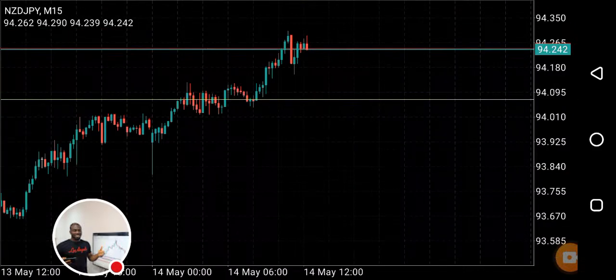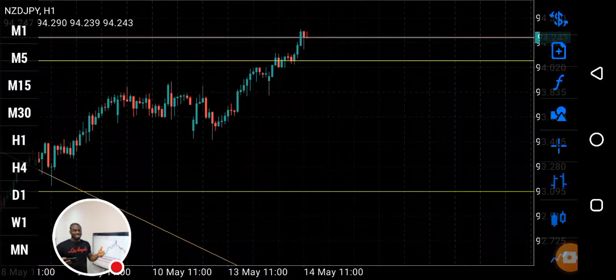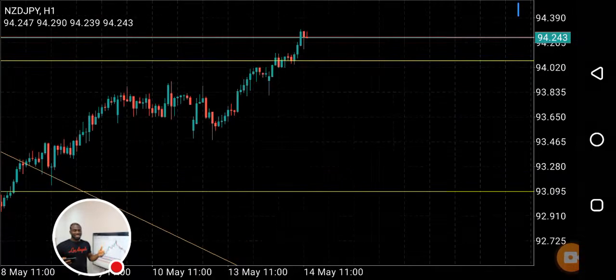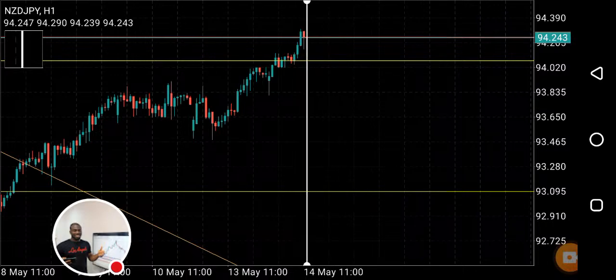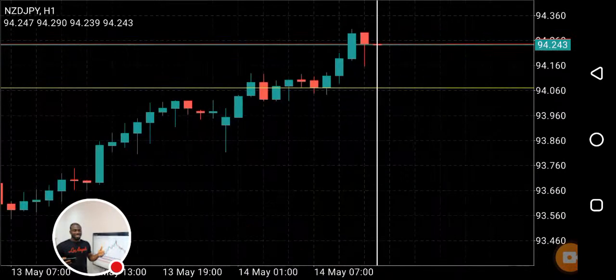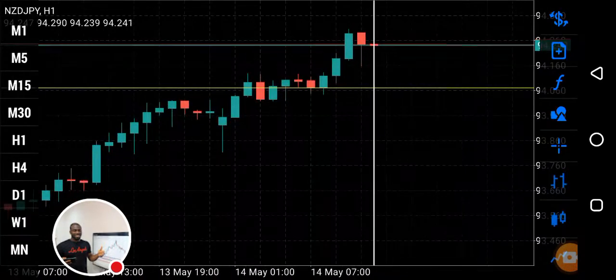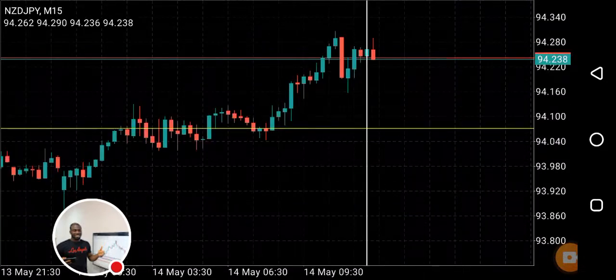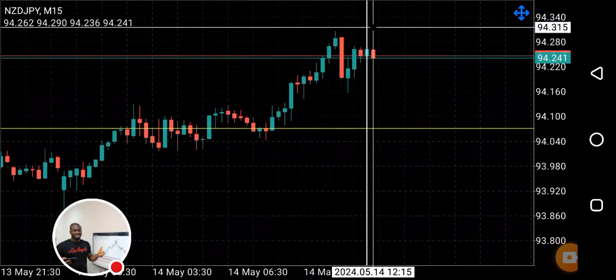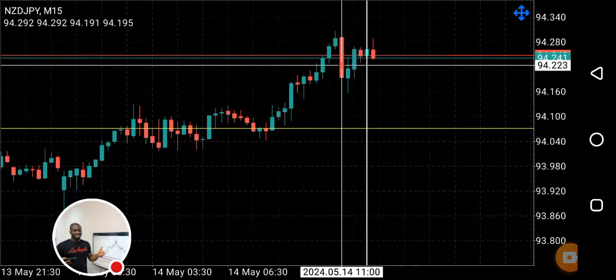So you see what we had here. Let me go back to 1 hour. After the formation of this bearish hanging man, what pattern do we have on the lower time frame? Sorry, 15 minutes. You can see the pattern we had on 1 hour. Here we already had an engulfing pattern. You can see an engulfing pattern.